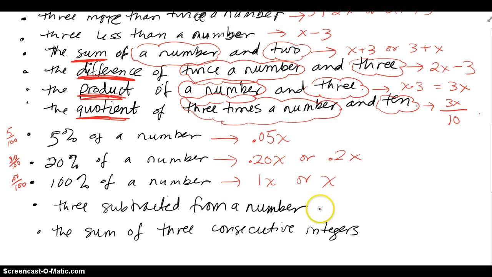3 subtracted from a number. So 3 subtracted from a number, the number has to come first, and then you take away 3 from it. 3 subtracted from a number.